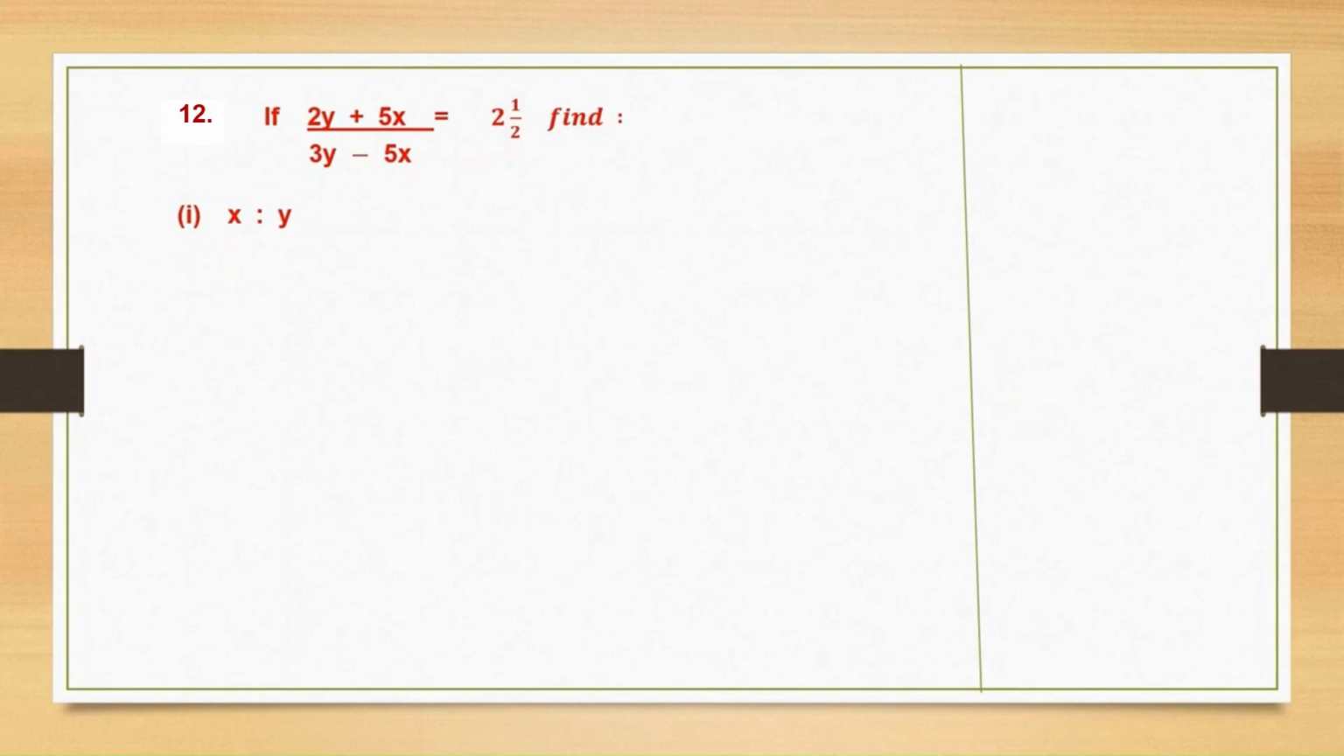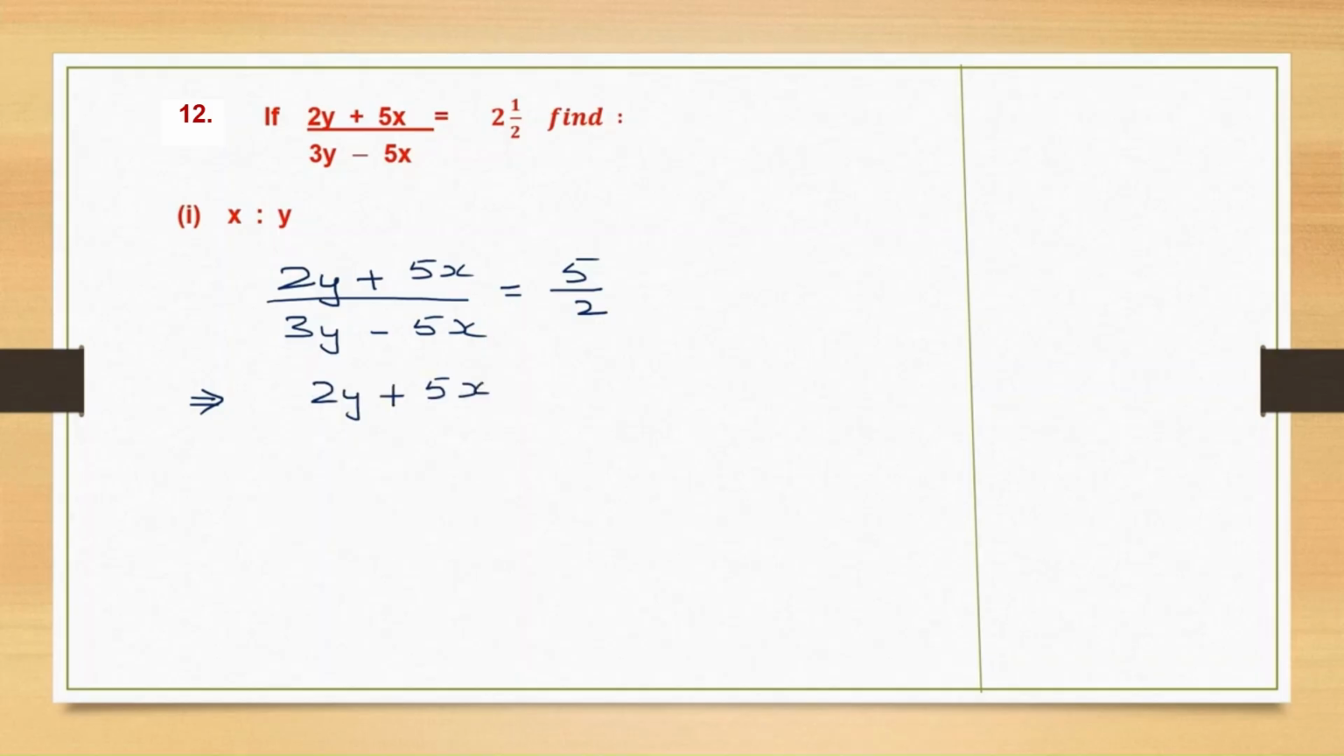If 2y plus 5x divided by 3y minus 5x is equal to 2 1 by 2, we have to find a few answers. The first question here is x is to y. So let's begin by writing what is given to us. 2y plus 5x divided by 3y minus 5x is equal to, let's convert that, 2 2s are 4 plus 1, 5 by 2. So now we are going to make this an equation. So we are going to write first 2y plus 5x on the left hand side as it is, and on the right we're going to leave 5 as it is.